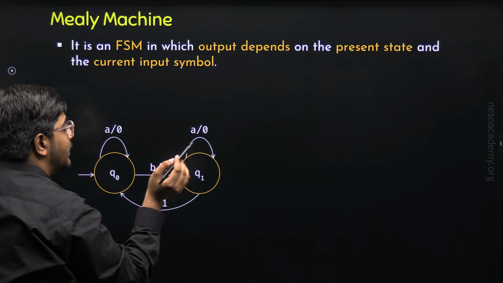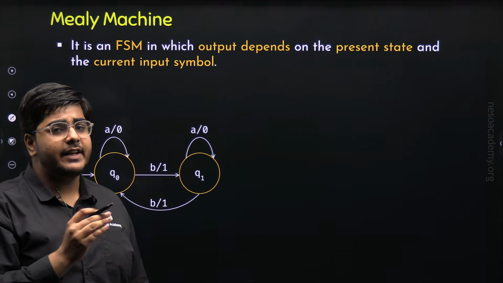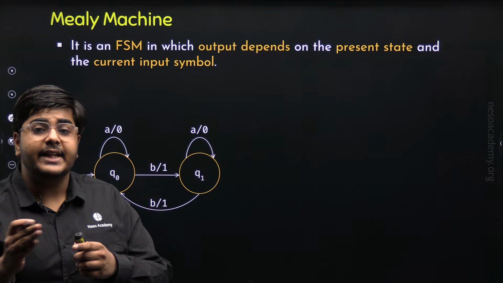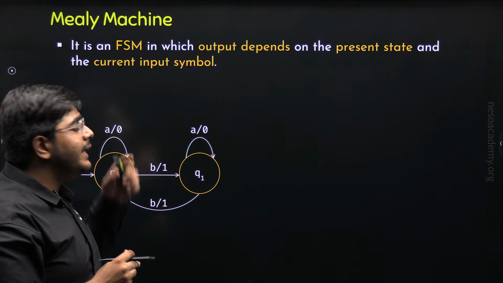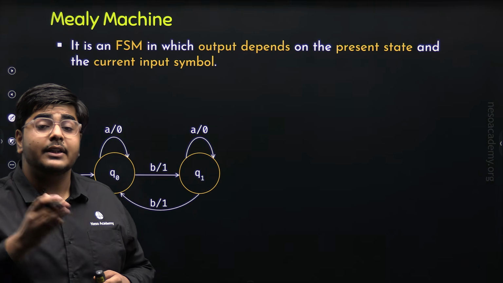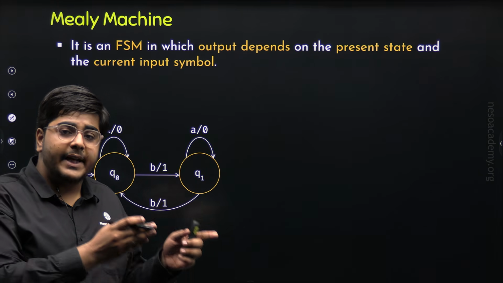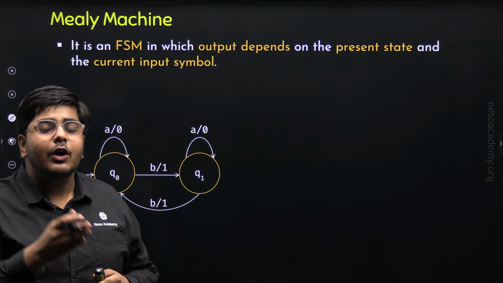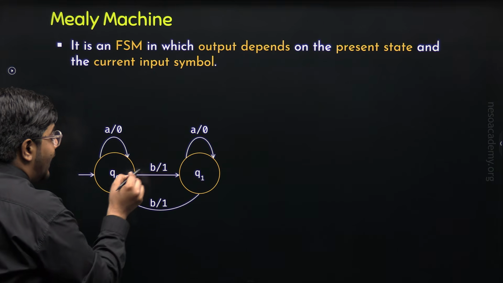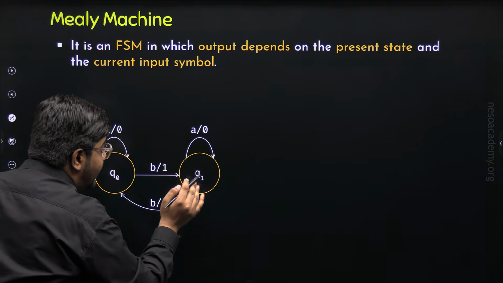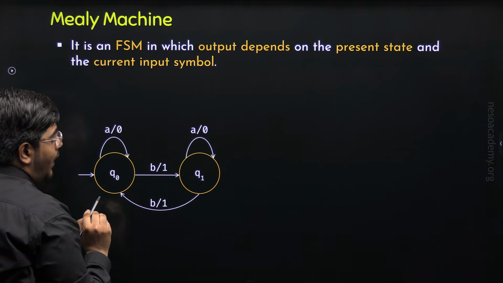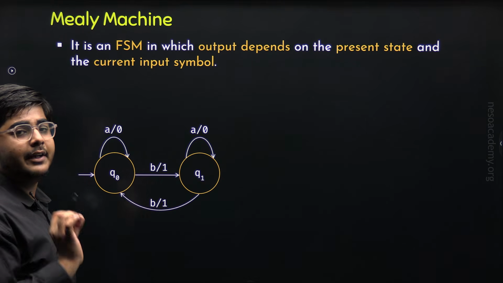which means that output depends on the present state and the current input symbol. In case of DFA, I have explained you that present state and the current input symbol determine the next state. Similarly, in case of Mealy machines also, present state and current input symbol determine the next state. But additionally, present state and current input symbol also determine the output symbol. Like in this diagram, the present state Q0 and input symbol B determine the next state, which is Q1, but it also determines the output symbol, which is 1. I hope this is clear now.